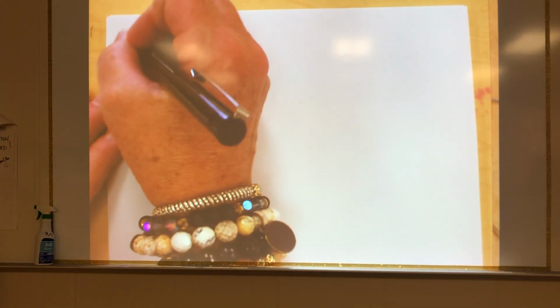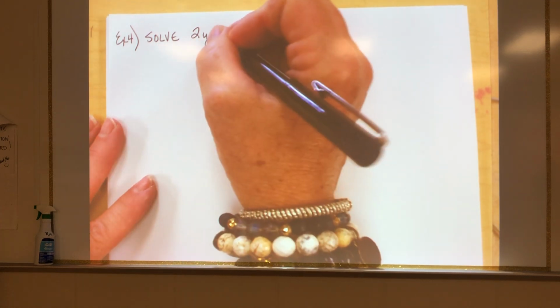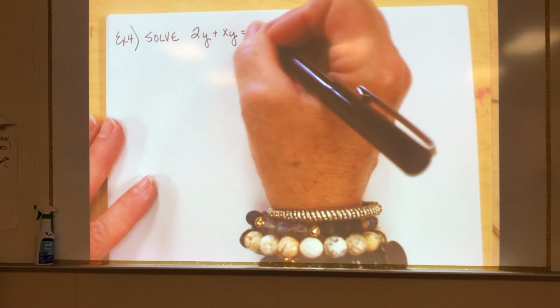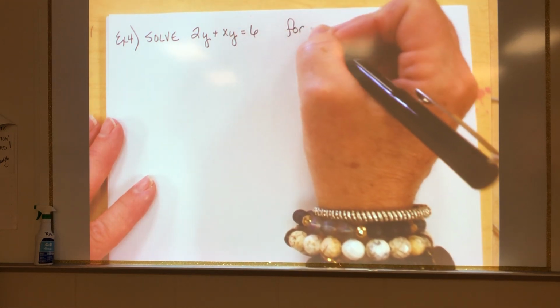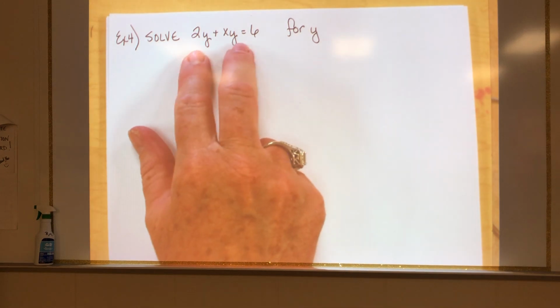Okay? So, there is a problem like this. This is probably the hardest one out of this section. I want you to first look at the problem and then tell me what's different about it. Why is this one so difficult? What's making this one hard? Solve 2y plus xy equals 6 minus 4y. This one has two variables together. Okay, so we're solving for y, and there's two y's in the equation.